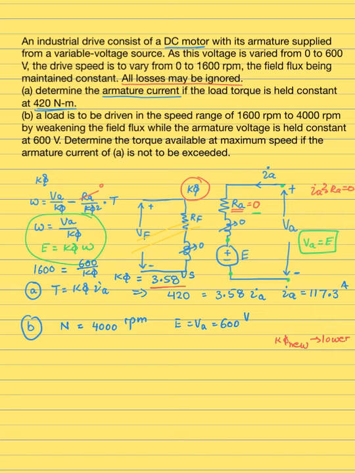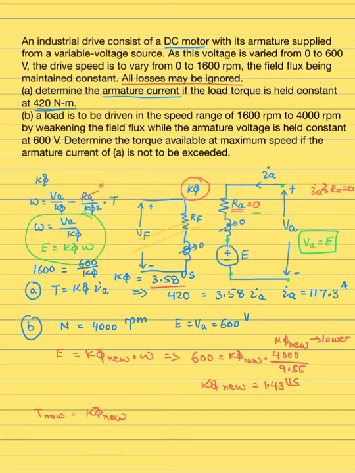We're going to say E equals K phi new value times omega, and so E is 600 volt equals K phi new value times the speed we're now going to run the machine at, which is 4000 RPM divided by 9.55. So this gives you the new value of K phi, which comes out as 1.43 volt-seconds. Now we can make use of that new, reduced K phi with the field weakening method.